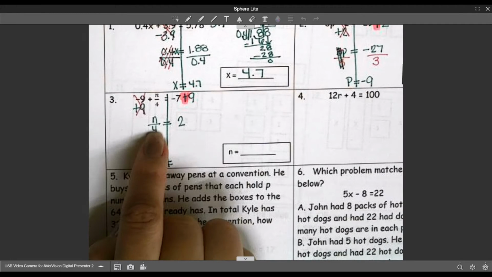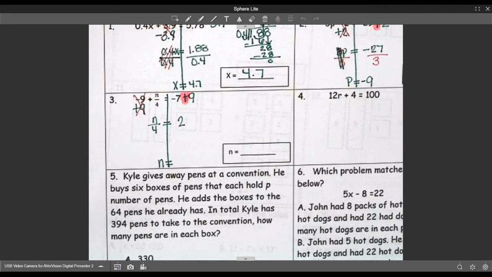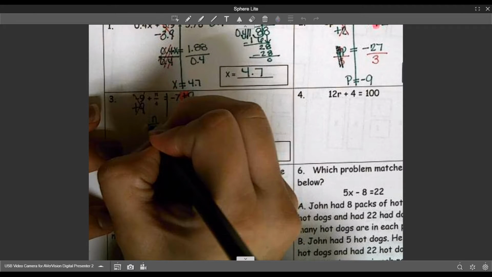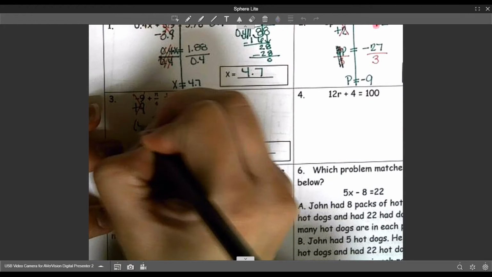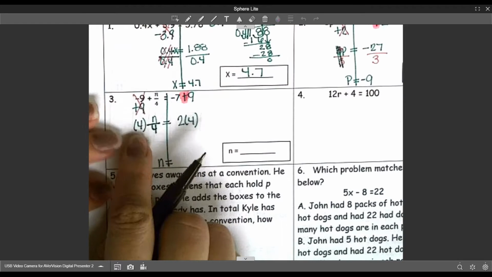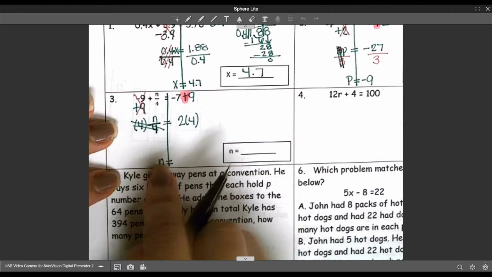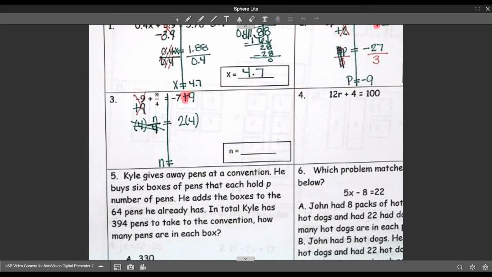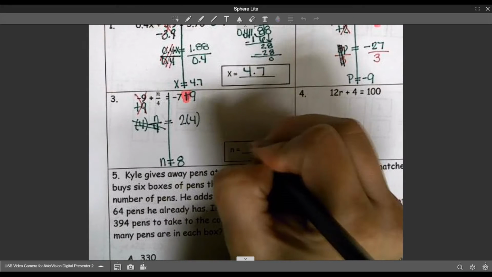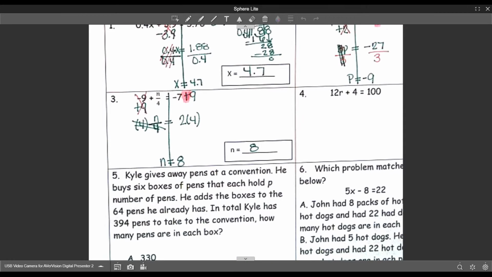What is my next step here? How do I get rid of that 4? Very good. The way to get rid of dividing by 4 is we're going to multiply by 4. So instead of divide by 4, we multiply times 4. So this cancels out. I'm left with n. And what is 2 times 4? Very good, 8. You guys are doing awesome.